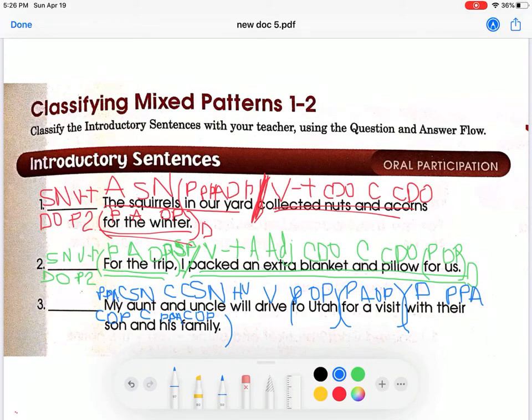Okay. So I'm going to divide between my complete subject and complete predicate. And it is a declarative sentence. And for my pattern, subject noun, verb, pattern 1. Okay. So hopefully that makes sense.